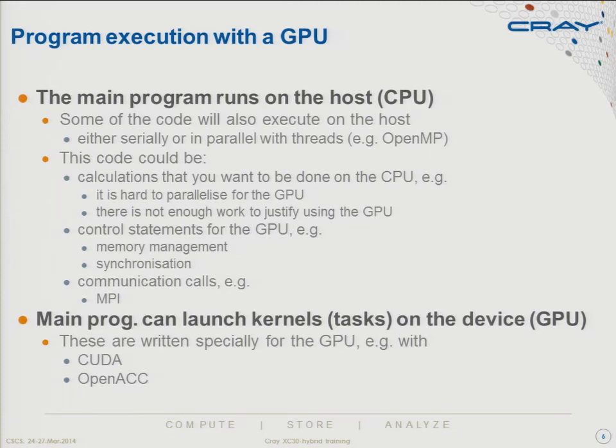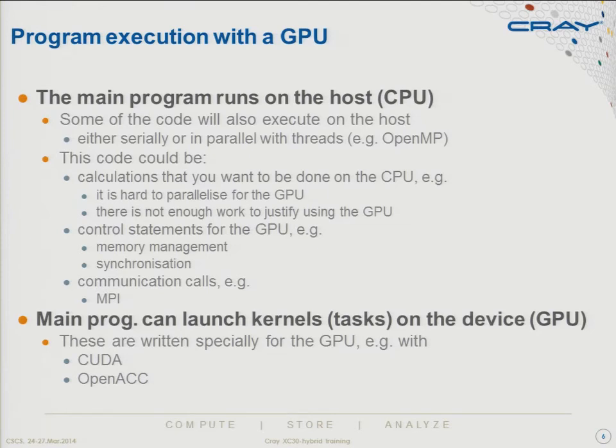So how does a program execute? The main program runs on the CPU. Some of the code will run there. It might be serial code, it might be parallel code with OpenMP, but some of your code is running on the CPU. This could be because the code should run there, you just want it to run there, either because it's very hard to port that bit of the code to the GPU, or because there isn't enough work to justify using the GPU. Some of the stuff is control statements, managing GPU memory, synchronization, that has to execute on the CPU.